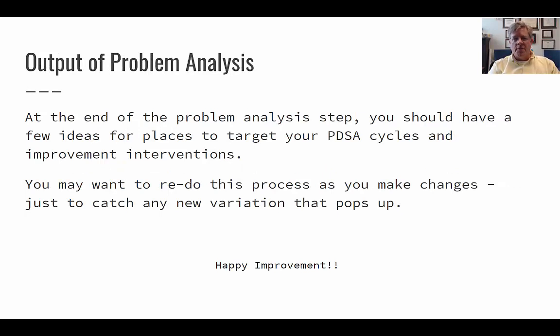What's the output here of this step? Well, at the end of the problem analysis step, you should have a few ideas for places to target your PDSA cycles and select specific improvement interventions. Whether you're looking for the root causes or the things that are most likely in the categories that you've devised on the Ishikawa diagram or the swim lane diagram, find the specific points that you think you can change to reduce the unnecessary or unwanted variation.